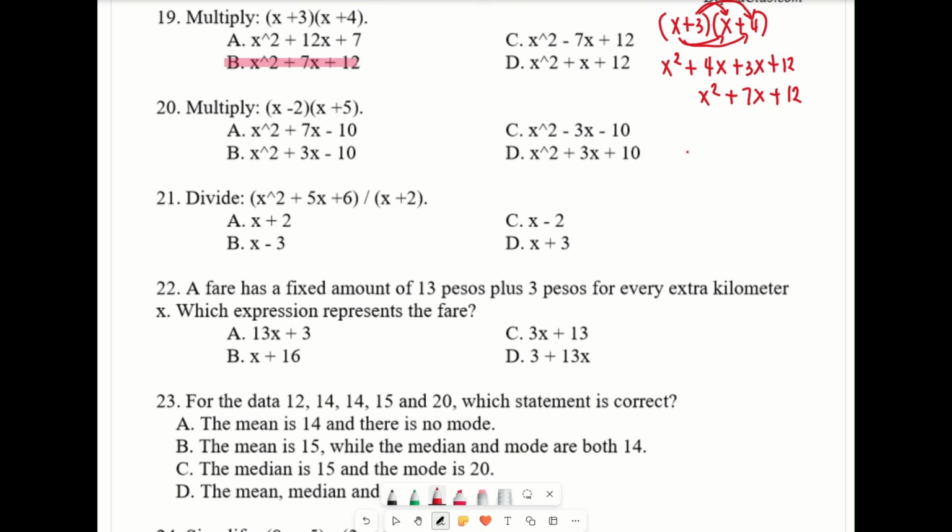Okay, so number 20, we'll do the same. So again, x times x, we got x squared. X times 5, we got 5x. Negative 2 times x, we got negative 2x. Negative 2 times 5, that will be negative 10. So we got x squared plus 3x minus 10. So we got letter B.